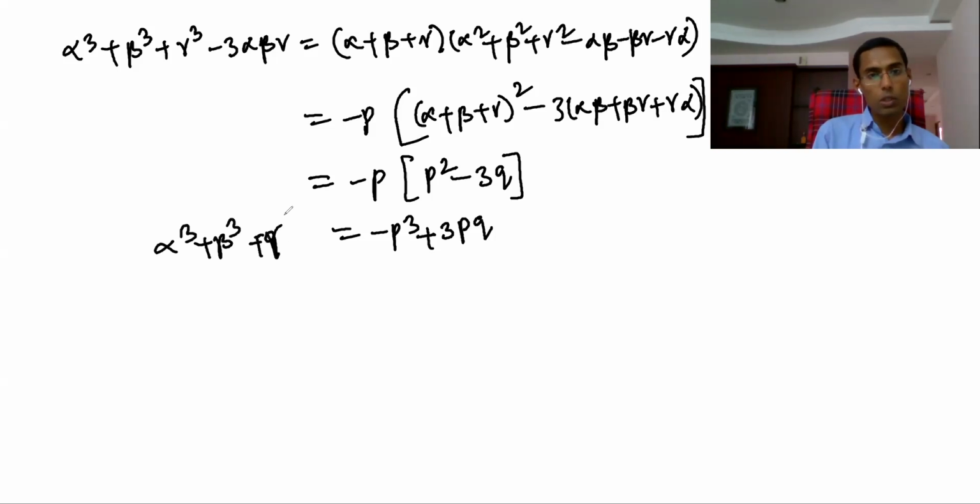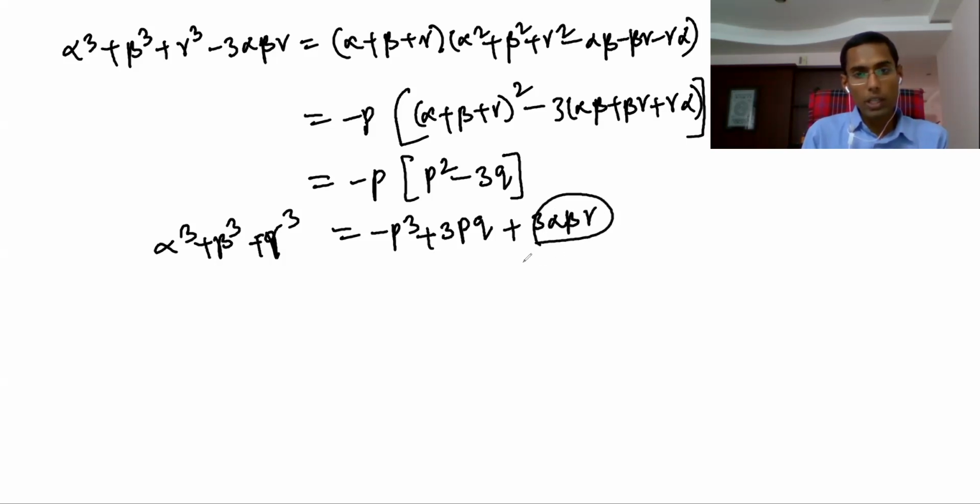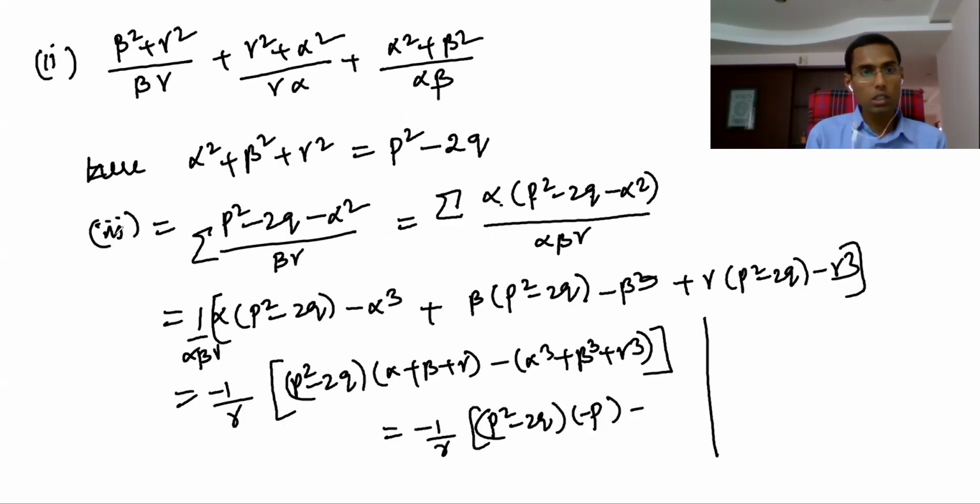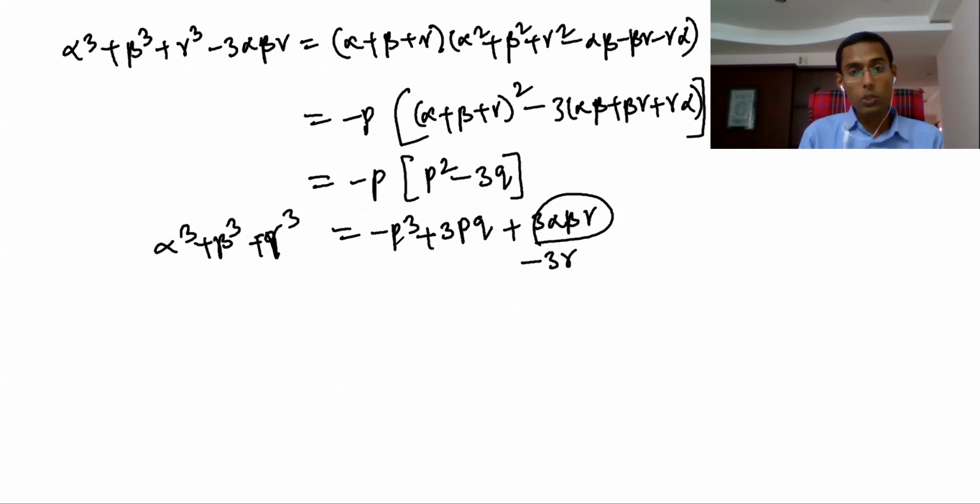Sorry, this is gamma cube. This is minus plus this, you see, this is 3 alpha beta gamma. This one we can write as minus 3r. So now you see this third answer is going to be, so here what I should write here is minus pq plus 3pq minus 3r.